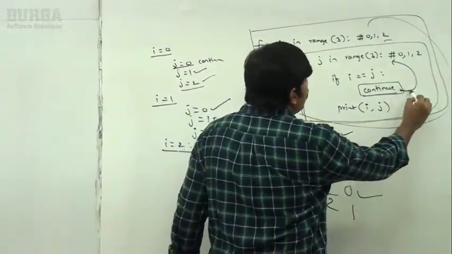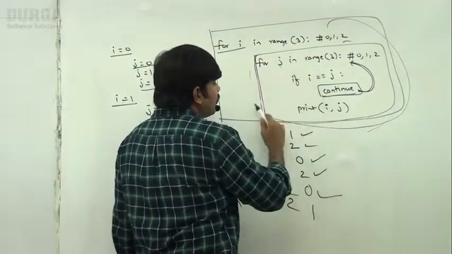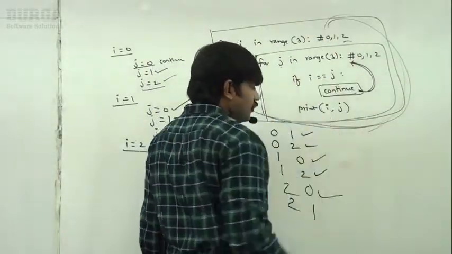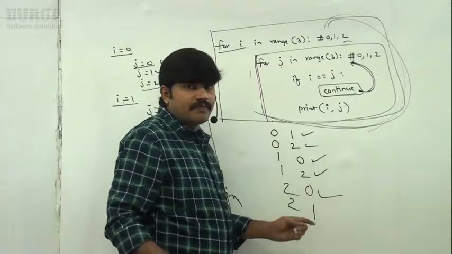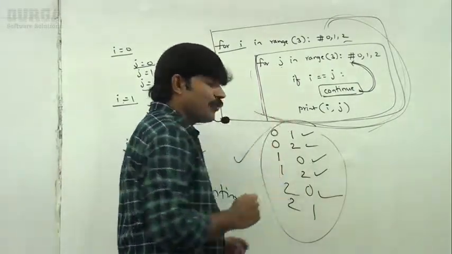Continue means continue for the next j. No value. Inner for loop completed. Go for next i value. i values 0, 1, 2 already completed. No next value. That's all. The program will be stopped. This is the output we have to get.